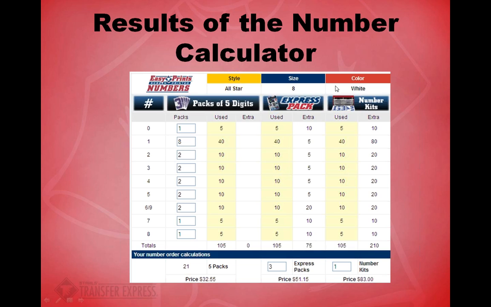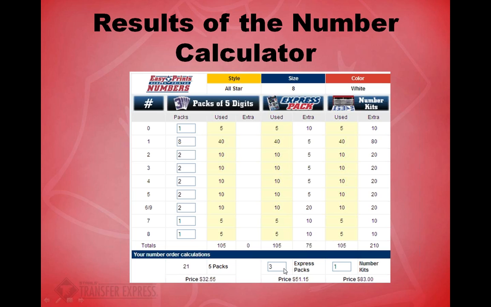Then the next 3 columns are showing you here's how many 5-packs you need, 5-digit packs. Here's how many express packs you would need, or here's how many number kits you need. Once you scroll down to the bottom of these columns, you'll see the price breakdown. So in this example that this person has typed out here, if they were to get 5-digit packs, they would spend $32.55. And that would consist of 21 total packs.